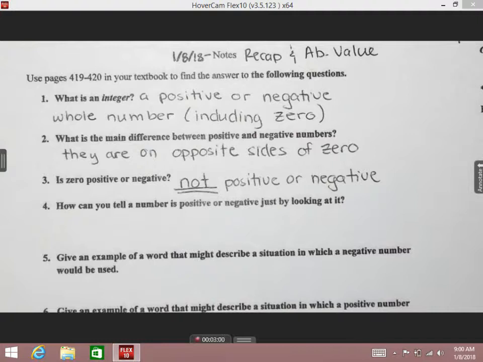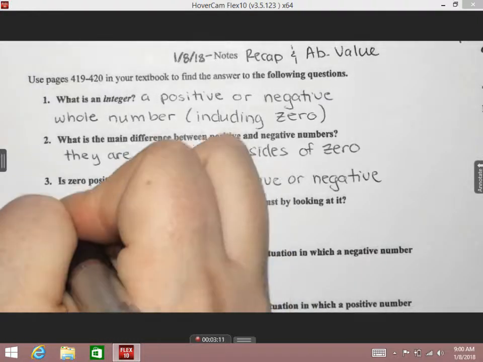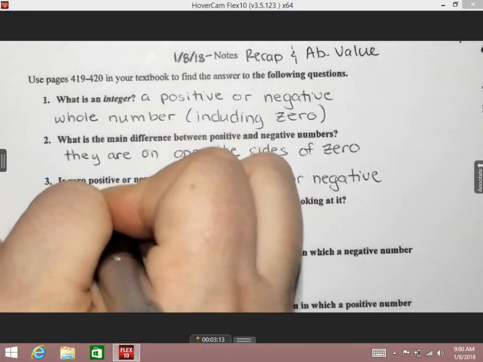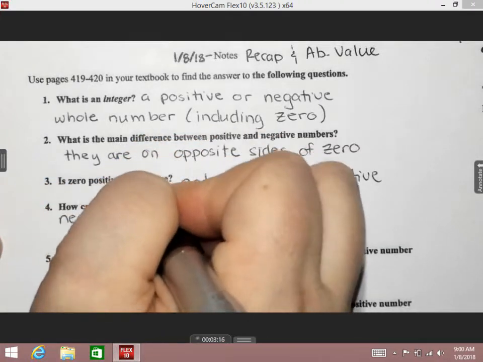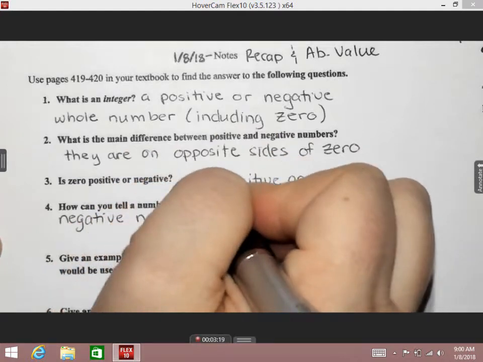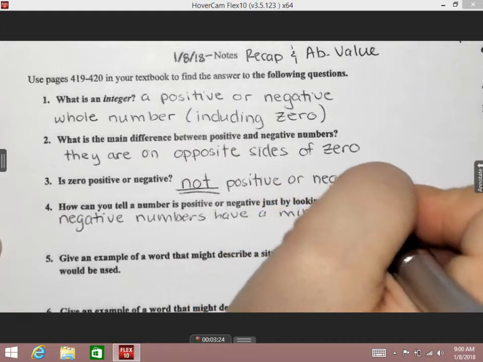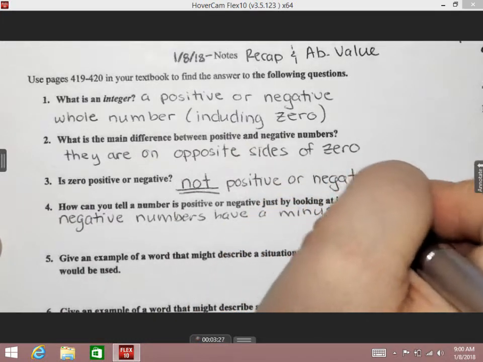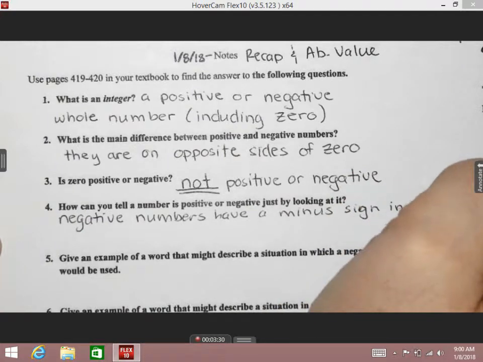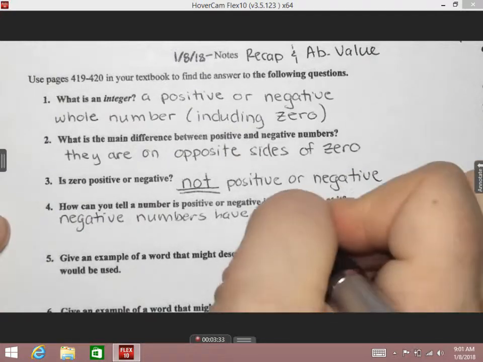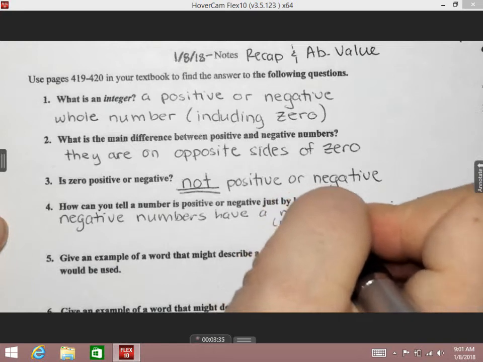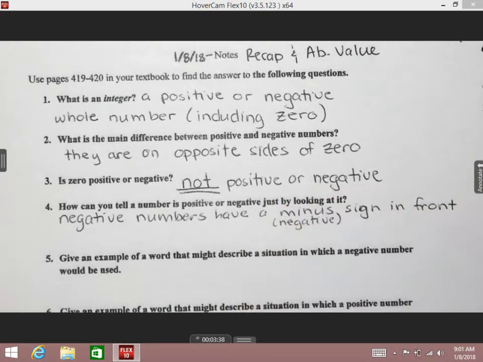All right. How can you tell if a number is positive or negative just by looking at it? Cole? It would have a subtracting sign. Okay, what numbers have the minus sign with it? Negative. So we know it's a negative number. Negative numbers have a minus sign in front, or a negative sign, if you want to call it that.